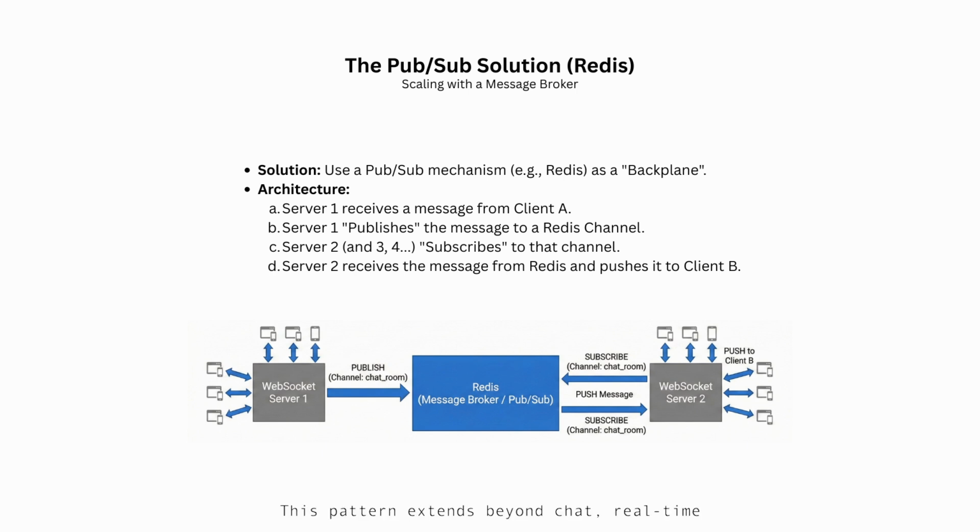This pattern extends beyond chat: real-time dashboards, collaborative editing, live notifications. Anytime you need to broadcast state changes across a distributed system, PubSub is your friend. The trade-off: Redis becomes a single point of failure. In production, you want a Redis Cluster or Redis Sentinel for high availability.